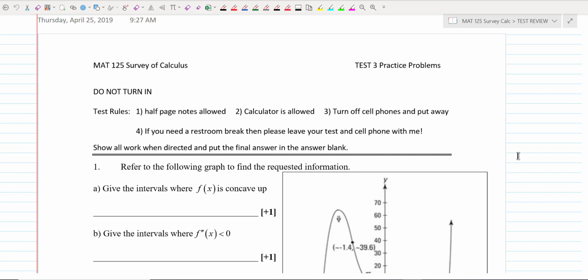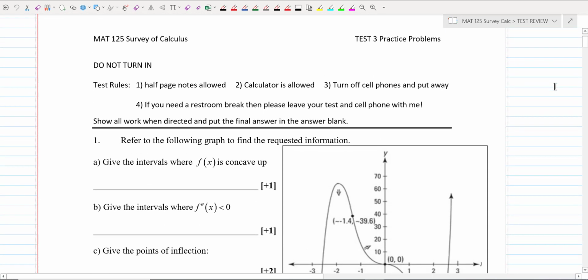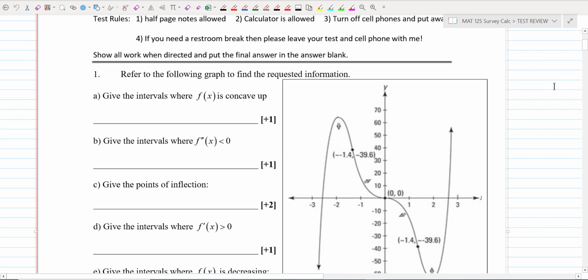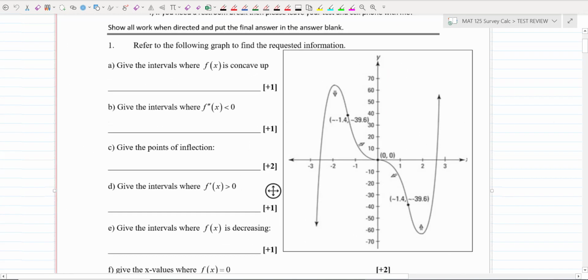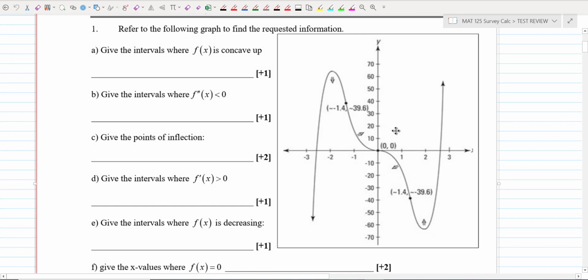Okay, students, for Survey of Calculus, we are going to look at some review problems for our test coming up. The first thing I'm going to go through is, if you have a given graph, you want to know all the different things about it, like the concavity, the points of inflection, where the function's increasing and decreasing, and that kind of thing. So you want to be sure that you can write your intervals real well.